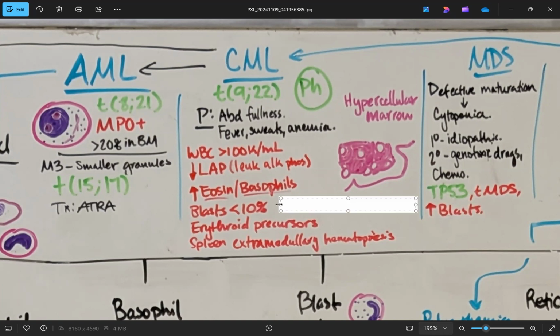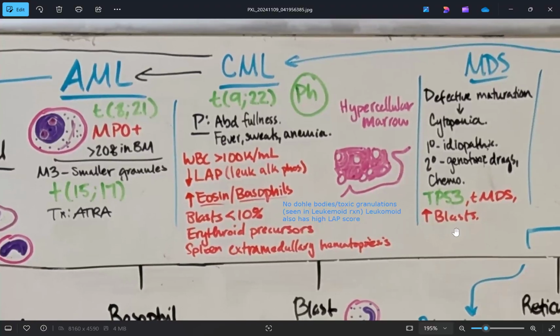Your blasts will be less than 10%, which is a distinction to make versus AML, because again, with myelocytic you're dealing less with blasts and more with the cytes themselves. You'll have more erythroid precursors and then spleen extramedullary hematopoiesis. Next, you'll have your MDS, or myelodysplastic syndromes, which I believe we put under a different section. Yeah, we put those under neoplasm, so I will talk about those later.